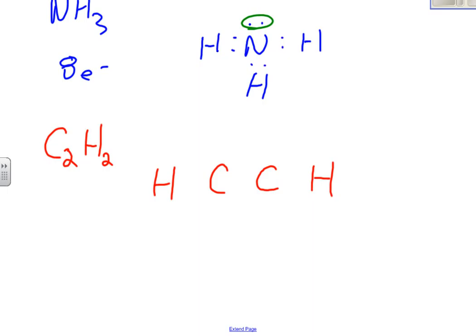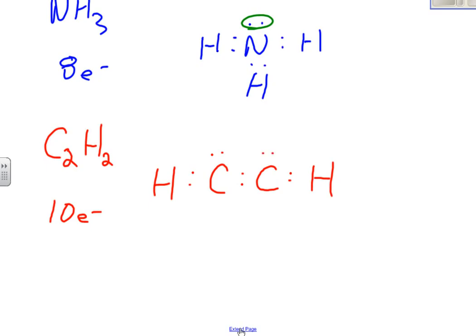So how many valence electrons will we have to work with here? Yeah, 4 from each carbon, and 1 from each hydrogen, so it's 10 electrons to work with. So we do a pair for each bond. That's 6. So we have 4 left over. The hydrogens are happy now, so we don't have to worry about those. So how do we make the carbons happy?